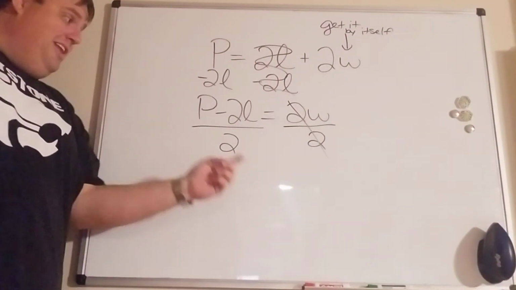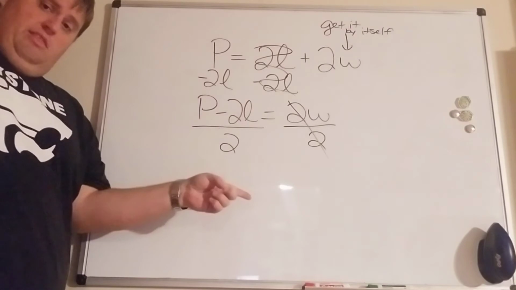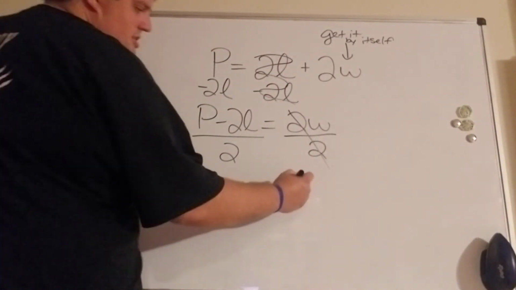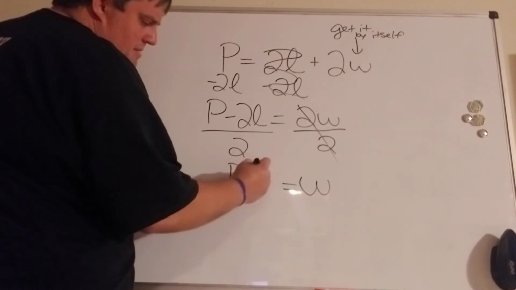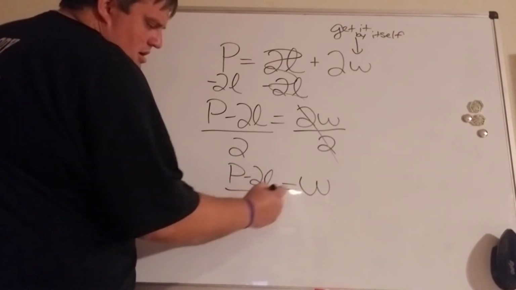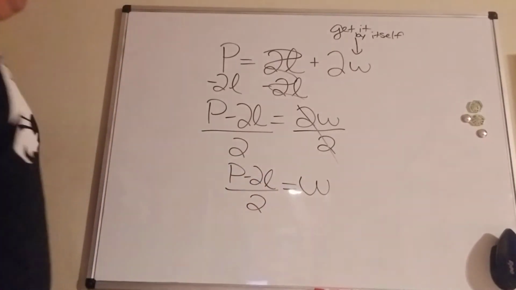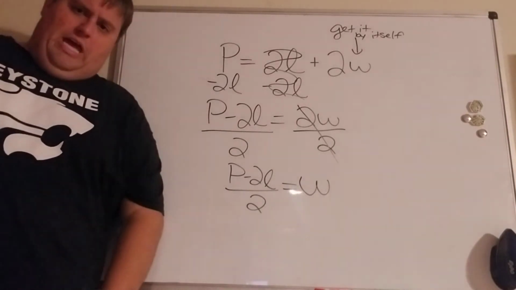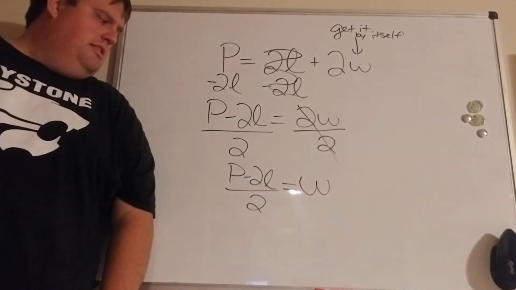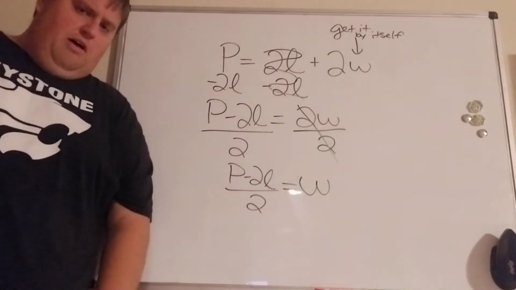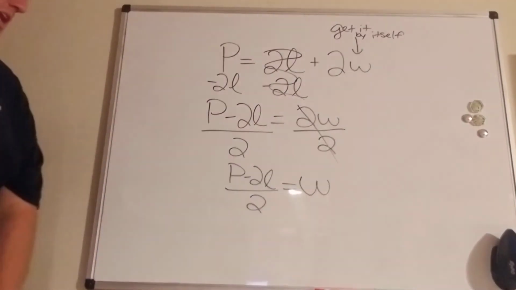And again, I'm not going to actually do any of that math. I'm just going to leave it. So W is by itself, and it's going to equal P minus 2L all over 2. And we did our job. We got W by itself. And now if they wanted me to plug in the perimeter and the length or something, I could solve it. Or I can just leave it in an equation like that.